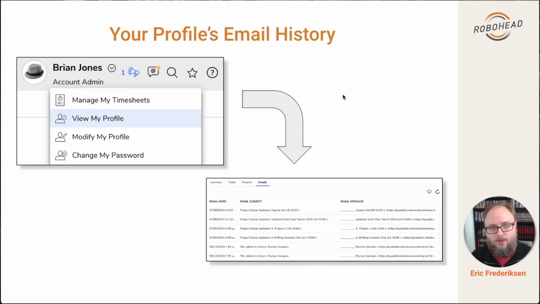Next is the Email History tab of your profile. Click on your profile in the top of RoboHead, click on View My Profile, and then click the Emails tab. And here you'll find a list of pretty much every email that we've sent you, and they'll all be here regardless of whether maybe you deleted it from your email or whatever, it'll be here.